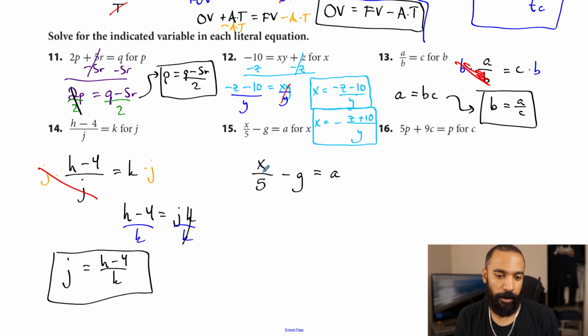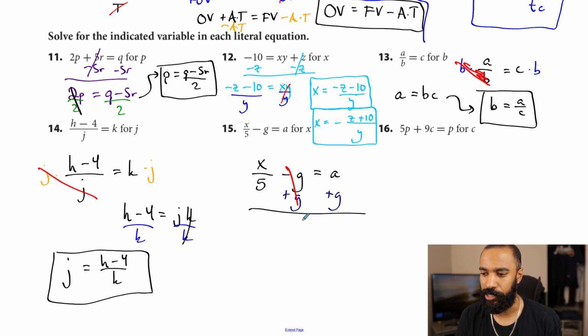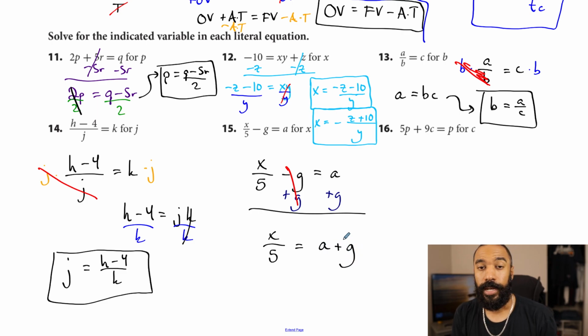So x is being divided by 5, but because minus g is happening here, I'm going to go ahead and add g to both sides right here. A plus g, of course, does not combine, so that's still a plus g, but it's going to be on that side. So x divided by 5 equals a plus g. Okay, now to solve for x, as it's dividing by 5, I need to multiply both sides by 5.